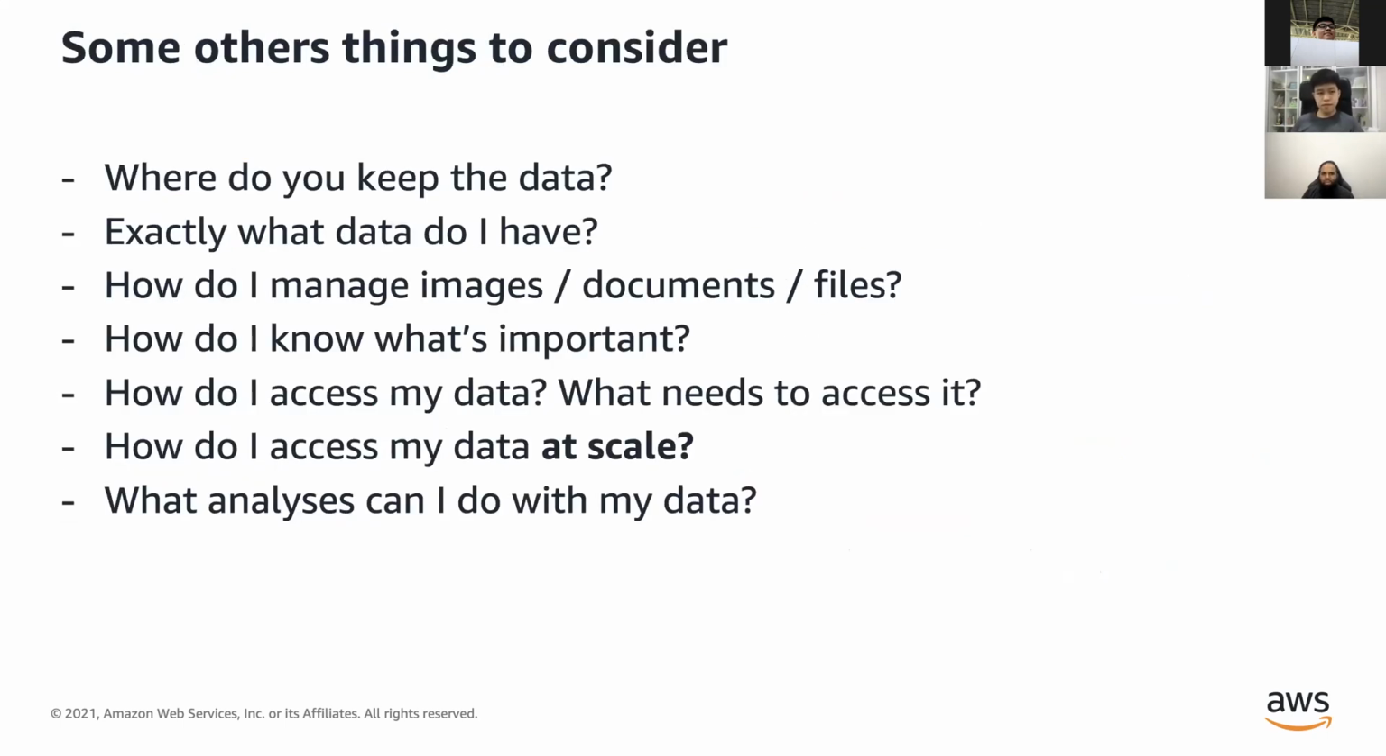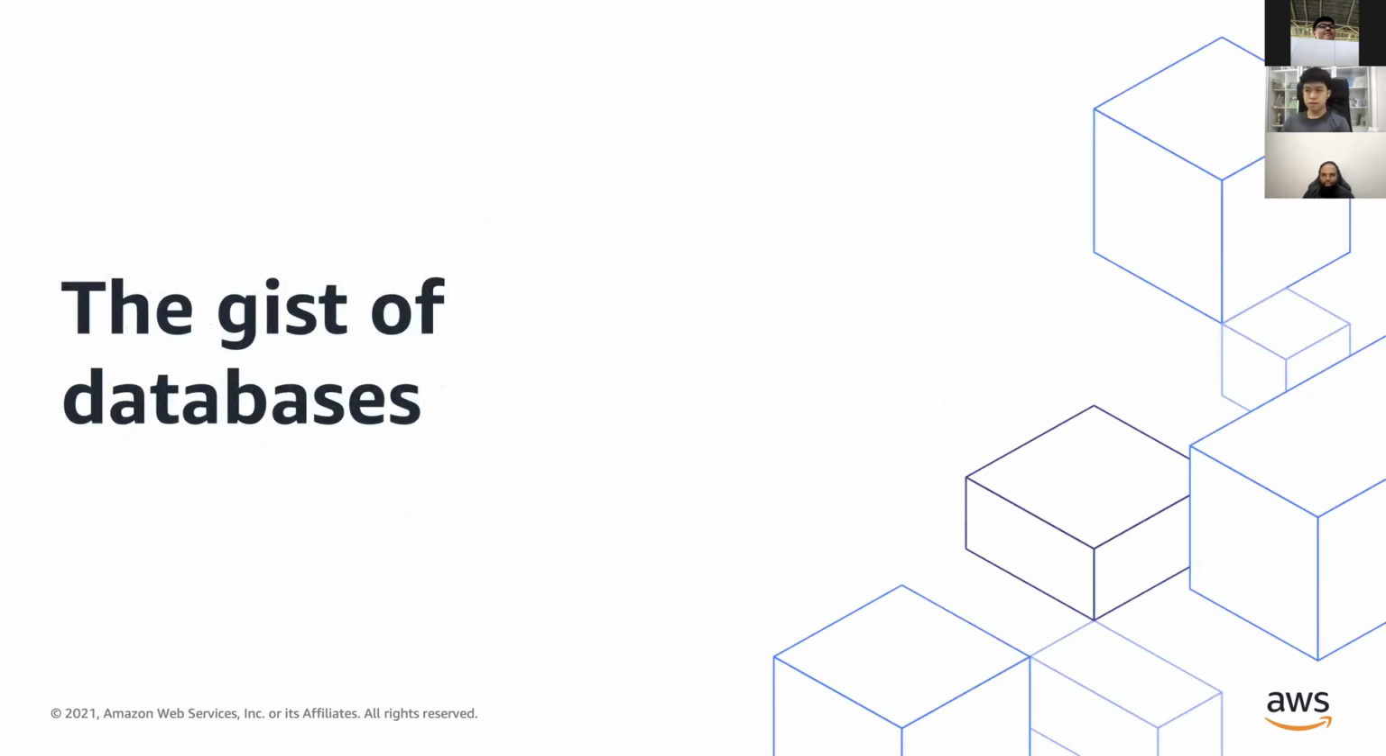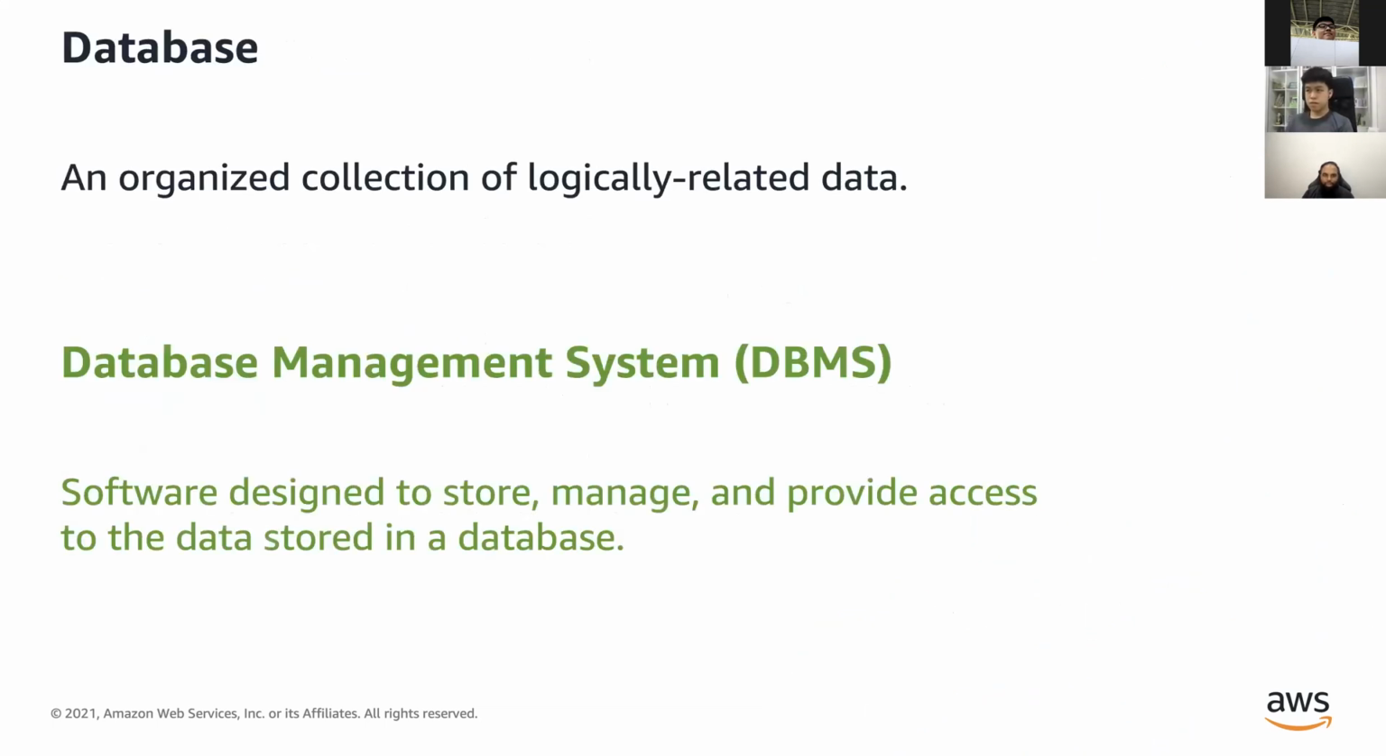Some other things to consider as part of this whole data-information paradigm: where do you keep the data? What do you do with the data? How do I access this data? How do I scale it? And what analysis can I do with this data? So the gist of databases, using all of what we have seen, is that it's an organized collection of logically related data. And a DBMS is something you'll see used quite widely. A database management system is software designed to store, manage, and provide access to data stored in a database.